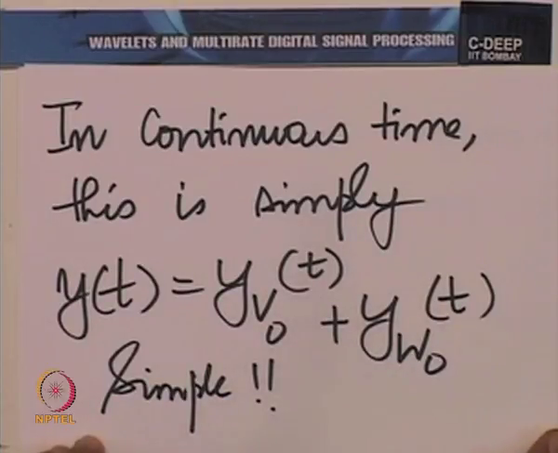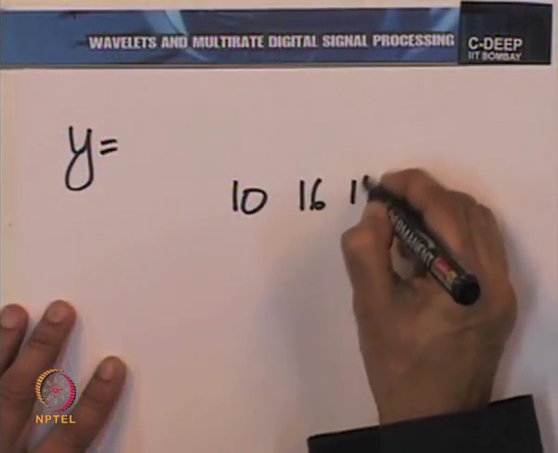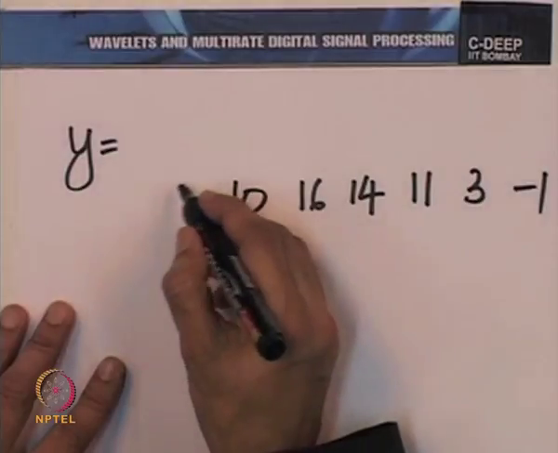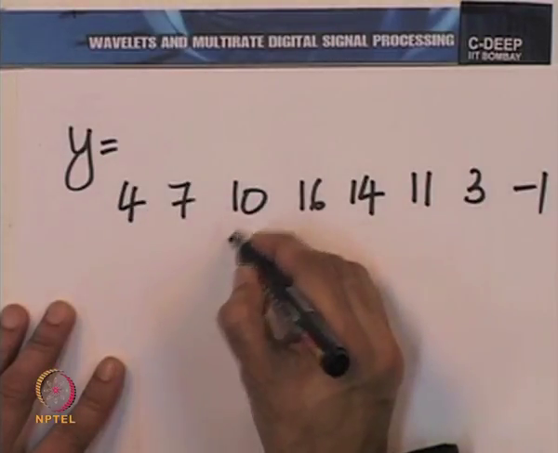So, in fact, let me put back the sequences. Let us write the sequences explicitly now. What we will do is write down the sequences, at least in that region from minus 1 to plus 3, explicitly for yv0 and for yw0. So, for y the sequence is essentially 10, 16, 14, 11, 3, minus 1 here, and 7, 4 there, and 0 marked here.